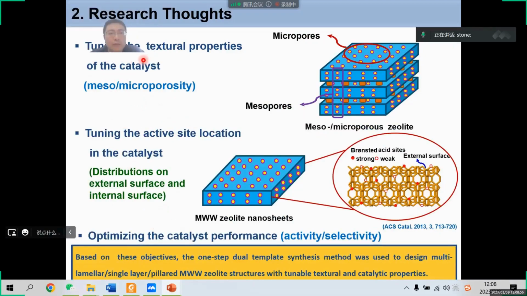The first one is tuning the texture property of the catalyst. In previous research, the thickness of two-dimensional MWW zeolite was tailored. It's expected to tune the mesopore and micropore porosity. Second is tuning the active site location in the catalyst, especially for the Brønsted acid, especially the distribution of Brønsted acid sites on the external surface and internal surface. And the third is optimizing the catalyst performance in order to improve activity and selectivity simultaneously.